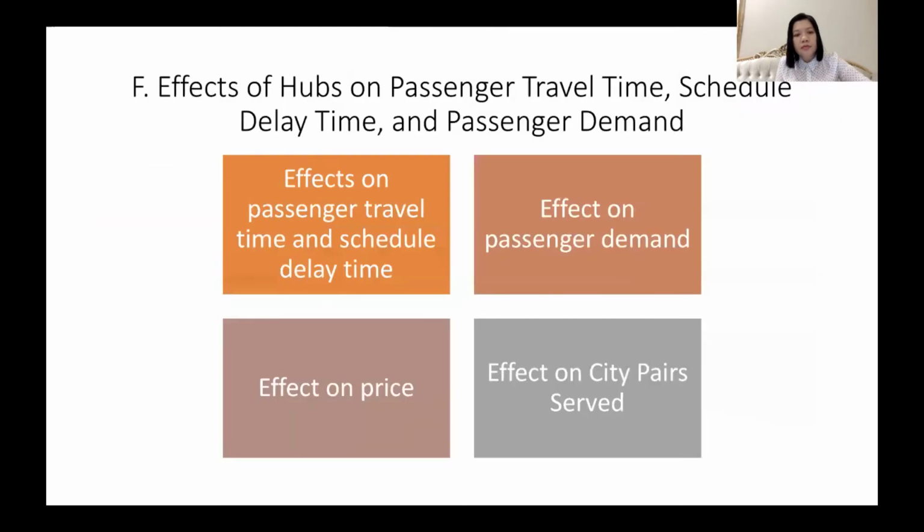So the next section is the effects of hubs on passenger travel time, schedule delay time, and passenger demand. And we have four effects here. The effects on passenger travel time and schedule delay time. The second, the effects on passenger demand. The third is the effect on price. And the last one is the effect on city pairs served.